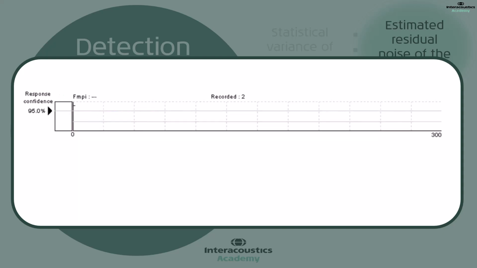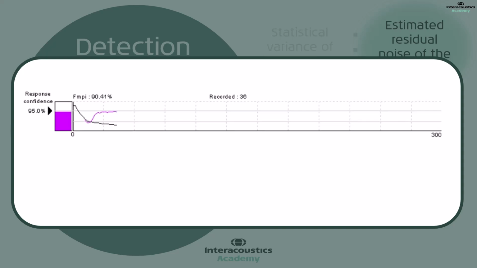Here you can see the FMPI graph developing. The percentage value appears after the first 10 sweeps have been gathered, and updates every 2 sweeps thereafter. Here we can see the response confidence has been set to 95%, which means the bar will turn green and a green tick will be displayed once the FMPI value reaches 95% or greater. It is also possible to adjust this target value to 99% in the software.